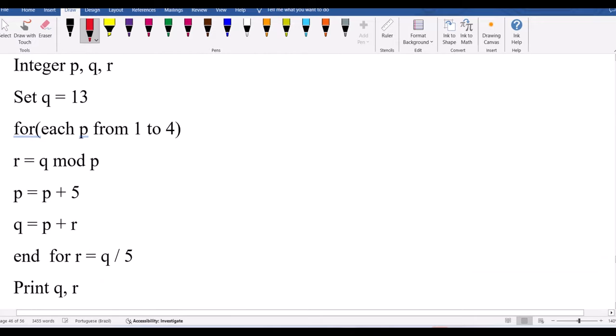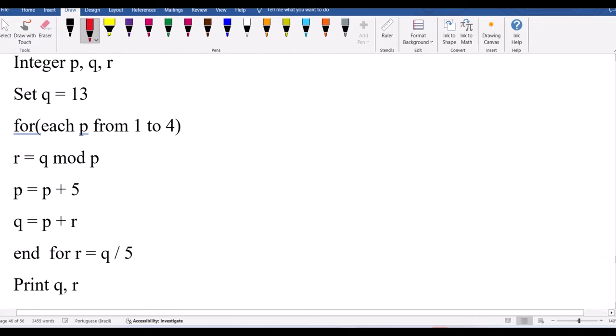Now see about 42 here. All are integers, fine. Okay. Now Q value 13 they said, fine.